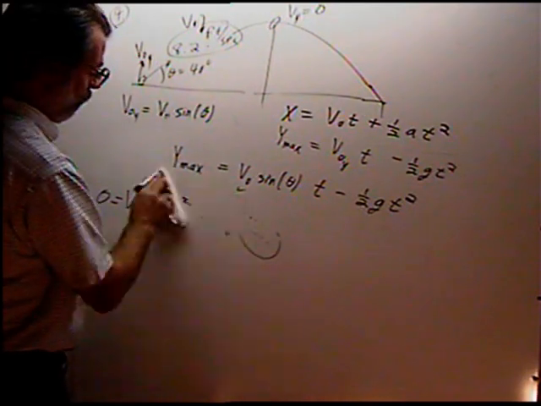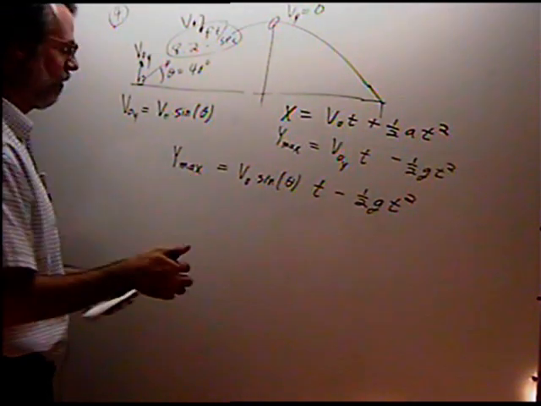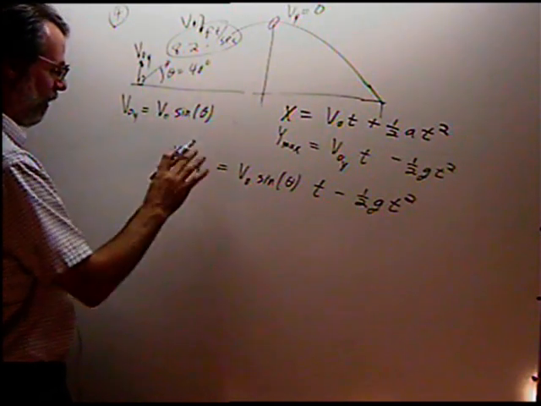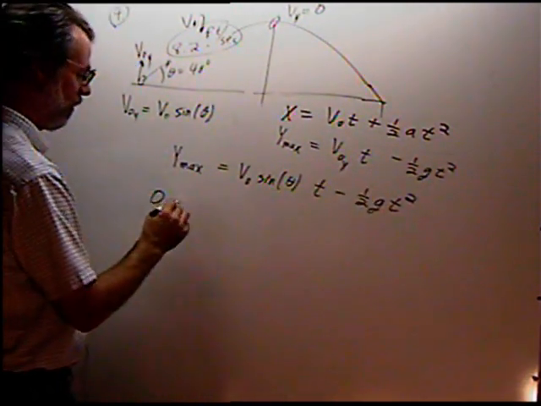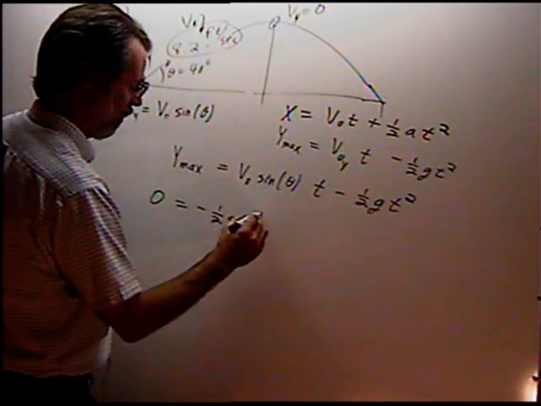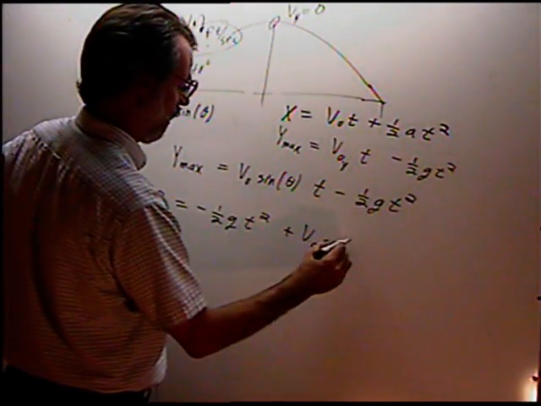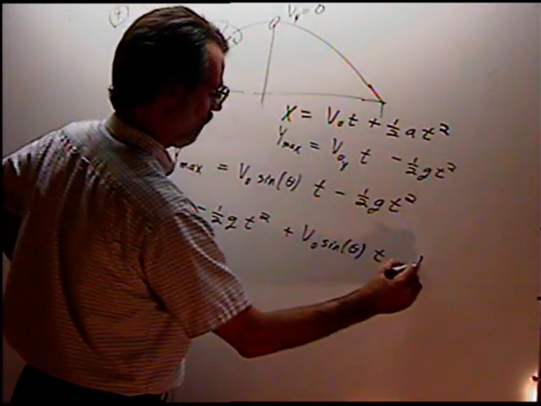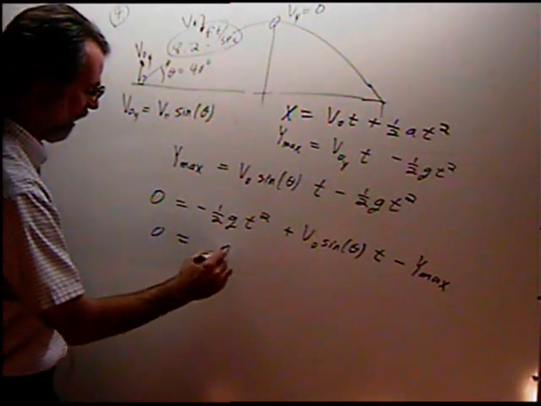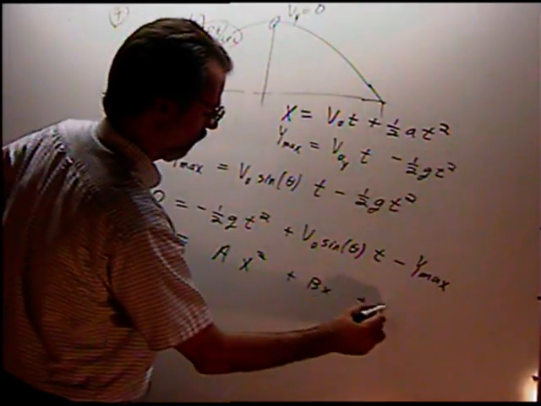It would work. Suppose you did that and you solved for y max, how would you actually solve this quadratic? Let me just show you, from purely a mathematical point of view. For a quadratic, you have to set it equal to 0, so I would move this to the other side, so I'd have 0 equals, and I'm going to put it like this, minus 1/2 gt squared plus v0 sine theta t minus y max. Notice this is in the form of 0 equals ax squared plus bx plus c.